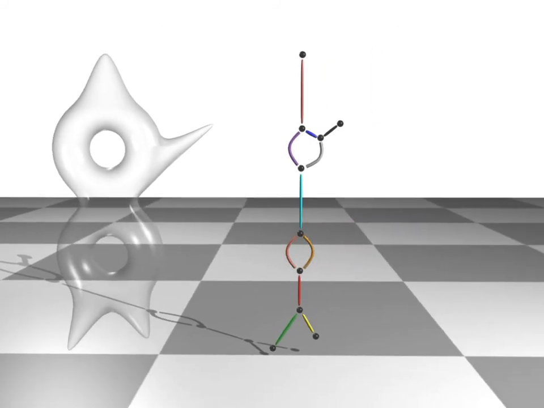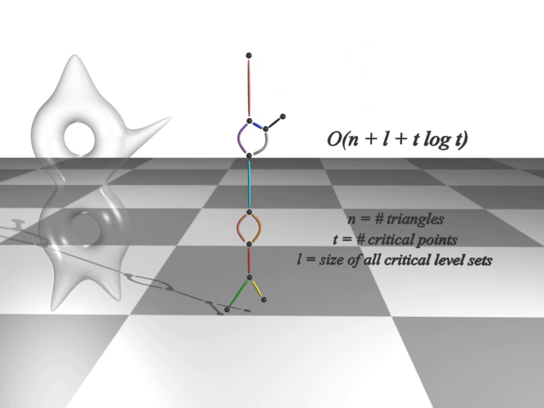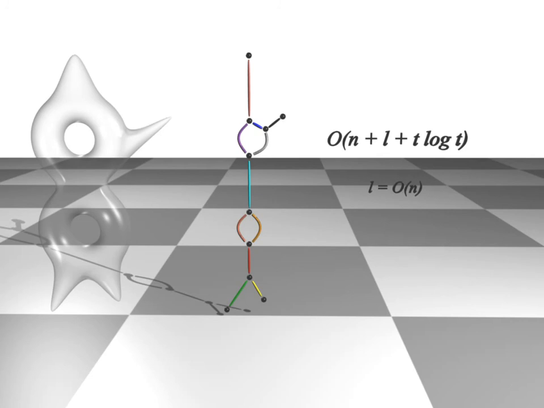Our algorithm has a running time of the order of n plus l plus t log t, where n is the number of triangles in the input mesh, t is the number of critical points, and l is the size of all critical level sets. We have noticed that l is usually order of n in practice, so the running time in practice is close to the optimal bound of O of n plus t log t.